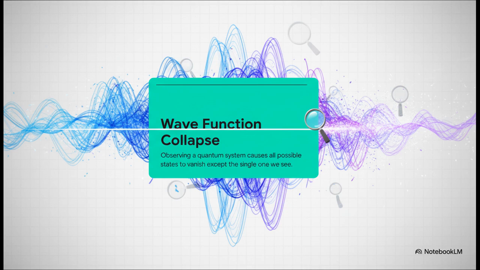It argues that before observation, a particle is defined by a wave function, which is basically a mathematical expression of all its possible states. But the exact moment human consciousness, or a measurement device, interacts with it, that wave function instantly collapses. Bam! All the other possibilities vanish entirely, and you're left with only the single definite reality that we see right in front of us.